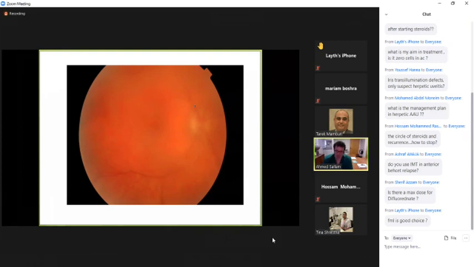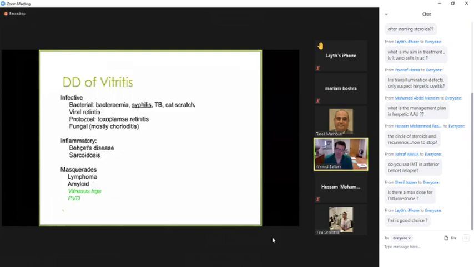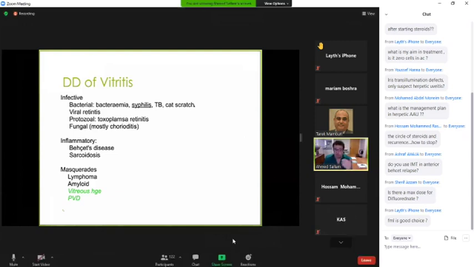So again, coming back to the same thing, could this be infection? Could this be inflammation? Could it be masquerade? Especially if people do retina work, you know that sometimes vitreous hemorrhage can look like vitritis, PVD can look like vitritis. But if you're aware of these things, you can easily tease them out, but it's just something that we see in clinical practice. So the question is here, okay, well, it can be any of these. So what are we going to do?